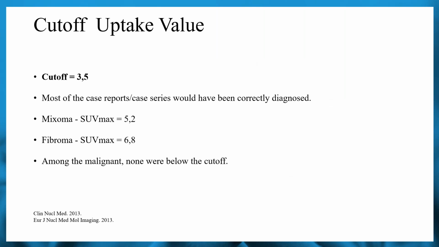So we used this cutoff at 3.5 in the case reports and case series. Most of them would have been correctly diagnosed, with 2 exceptions: 2 benign tumors, 1 myxoma, which presented an SUVmax of 5.2, and 1 fibroma, which presented an SUVmax of 6.8. Among the malignant tumors, none were below the cutoff point.